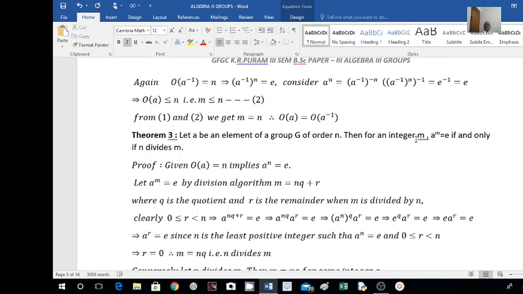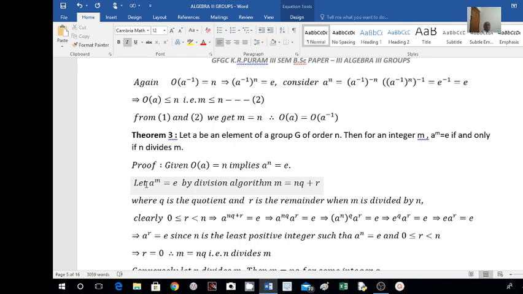Then for any integer M, A power of M equal to E implies N divides M. And conversely, if N divides M, then I can write A to the power of M equal to E. This we have to prove. One way is A raised to M equal to E implies that N divides M. The converse part is N divides M implies that A power of M equal to E. Given that order of A is equal to N. Okay. So here, given order of A equal to N, this implies A power of N equal to E.